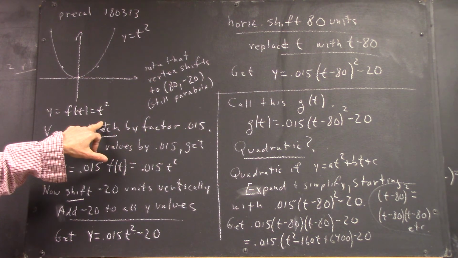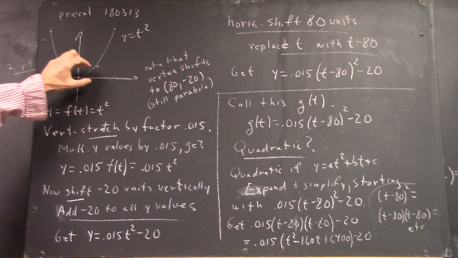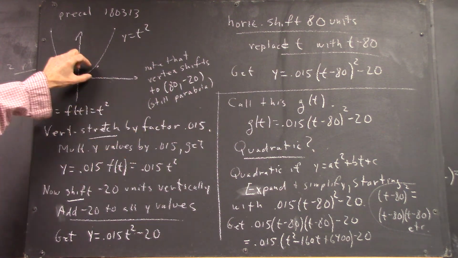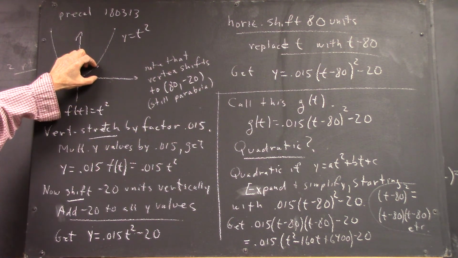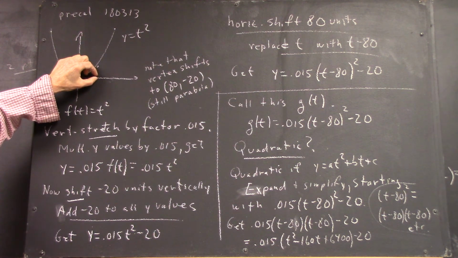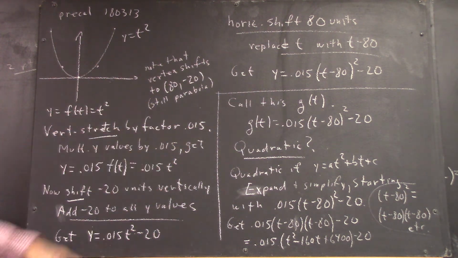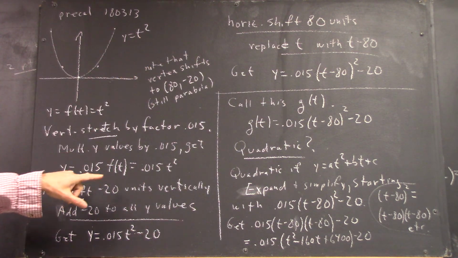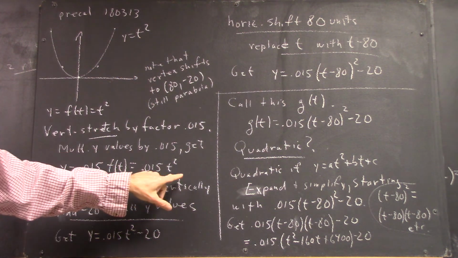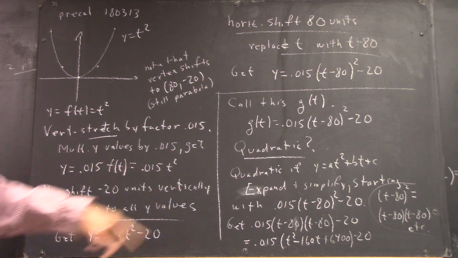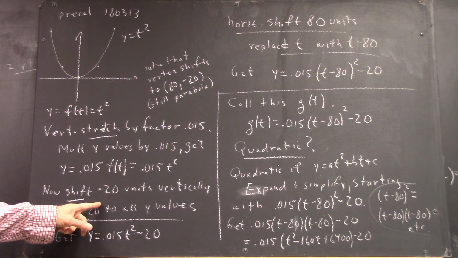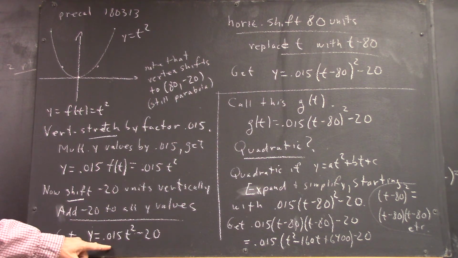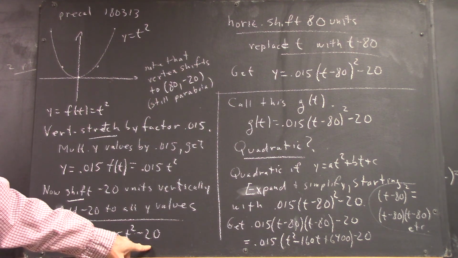Well, what do you do when you vertically stretch? A vertical stretch by a factor of 0.015 moves everything 0.015 times as far from the x-axis. It means all your y values are multiplied by 0.015, and you get y equals 0.015 times t squared. Then you shift negative 20 units vertically. Everybody understood that pretty quickly. Just subtract 20 from that, and you get 0.015 t squared minus 20.